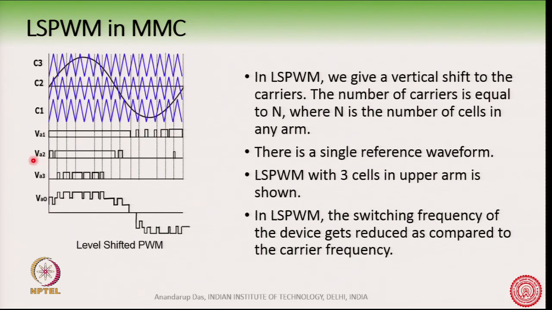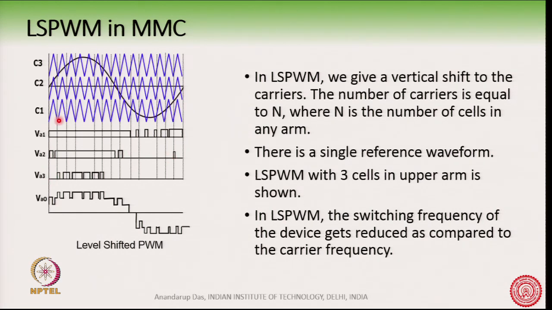In a similar way, you can see for cell 2, the reference waveform passes through the carriers here and here. So, in this section the reference waveform is more than the carrier, so it is fully clamped to the VDC voltage. Here there is a switching action happening because it is passing through the carrier, and here it is fully turned off. You can see it is fully turned off.